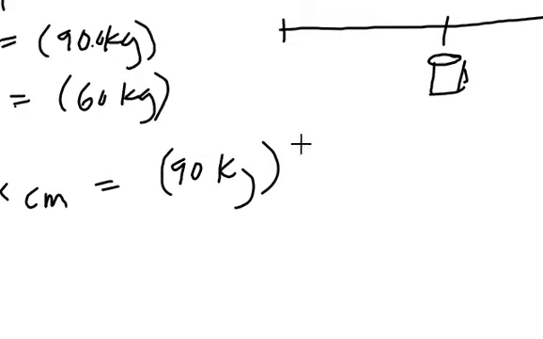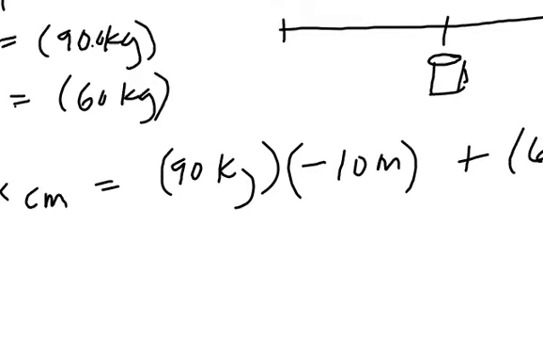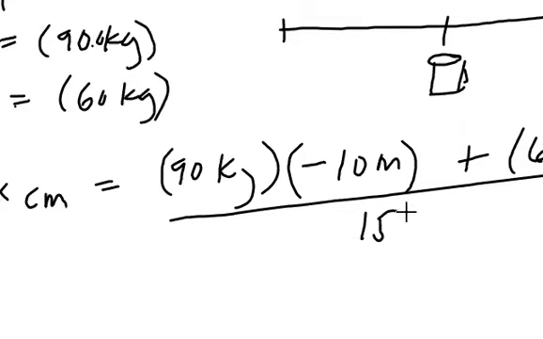So that's 90 times negative 10 meters plus 60 times a positive 10 meters, divided by 150 kg. And the X center of mass is going to be equal to -2 meters. So here's the center of mass, at -2 meters. All right, so the center of mass isn't going to change.